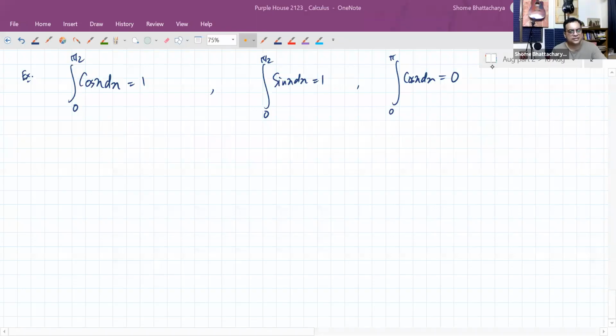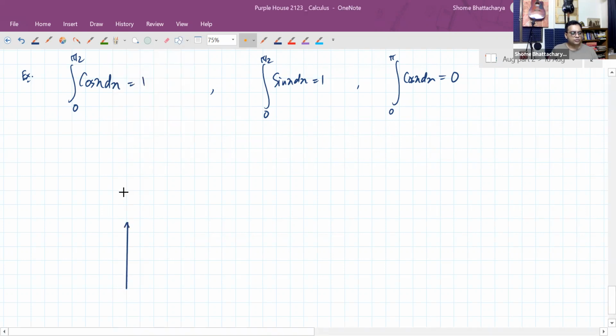Okay, people. So now you should be able to hear me properly again. Okay, so let's continue. As I was telling you, we were discussing these integrals a little while back, and we saw that the integration of cos x from 0 to pi by 2 gave us the value 1. Similarly, the integration of sin x from 0 to pi by 2 also gave us 1. Whereas the integration of cos x from 0 to pi gave us 0.